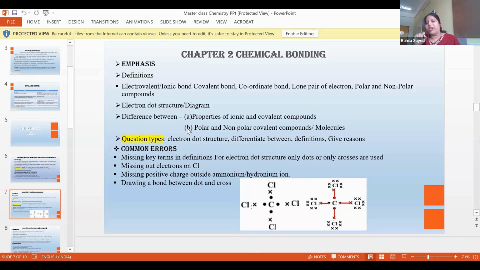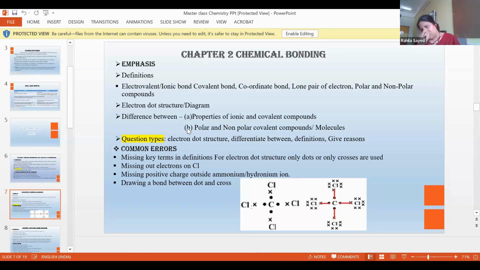Electron dot structure and diagram. Children, in grade 9, you had studied about the orbital diagram. But in grade 10, you have to draw the electron dot structures. Don't draw the orbital structures. Okay? So, different compounds are given in your book. You have to stick to whatever is asked in the syllabus. You have to practice only those.